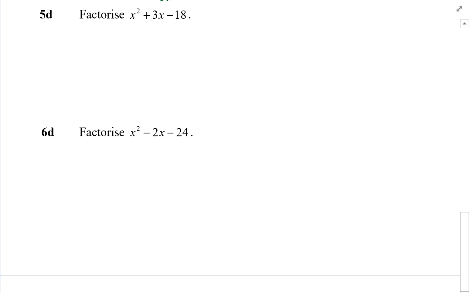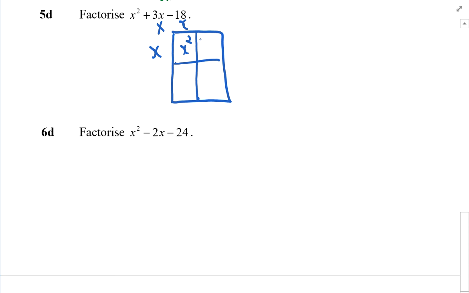Second last one. Window frame. Fill in the blank. X multiplied by x will give us an x squared. I want a negative 18. Alright? Because it's a negative number, you have to be very careful. Over the next two examples, I'm going to tell you, please be very careful.